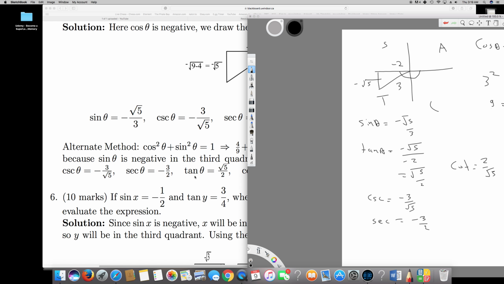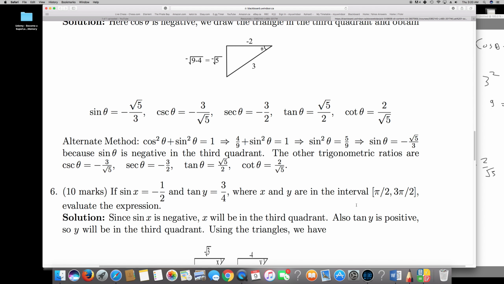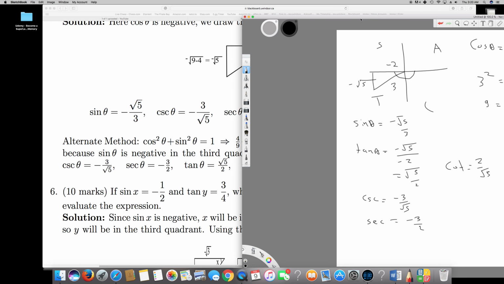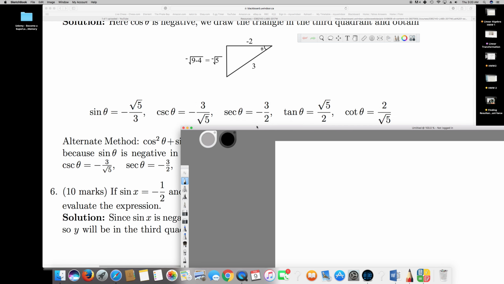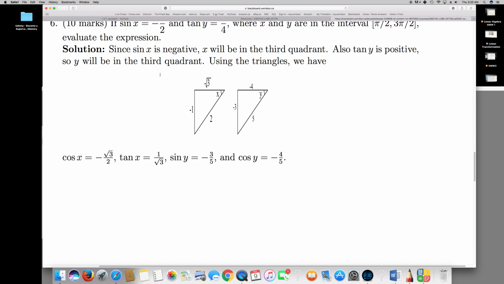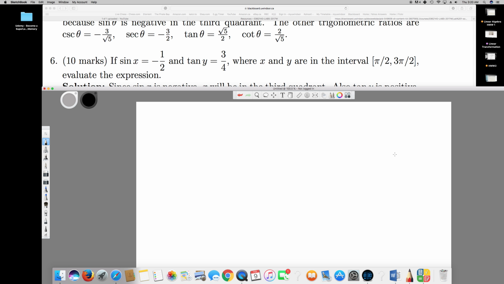The next question is asking, if sine x is equal to minus half and tan y is equal to 3 over 4, and x and y are in the interval of pi to 3 pi by 2, evaluate the expression. Let's see what we can do about this. They have given sine x is equal to minus half, and tan y is equal to 3 over 4, and they are saying it's in the interval of pi to 3 pi by 2.